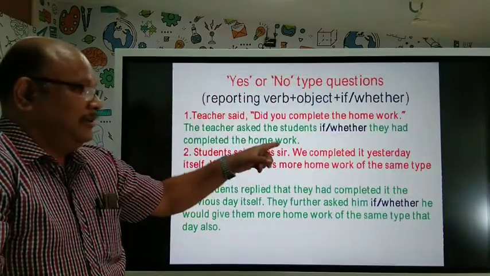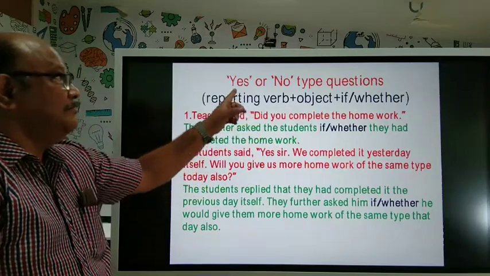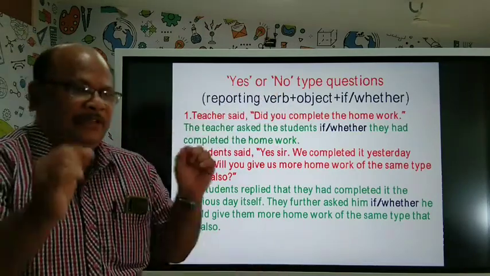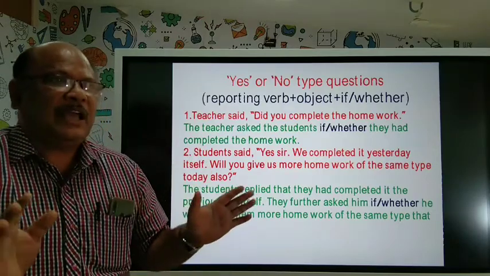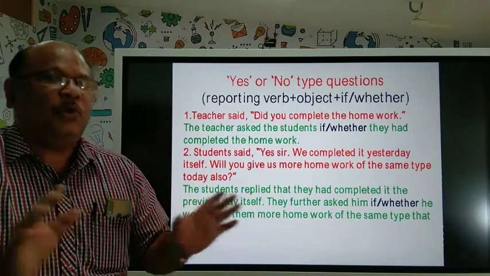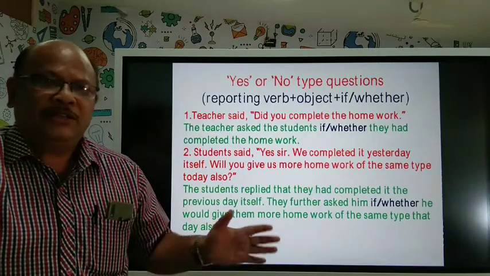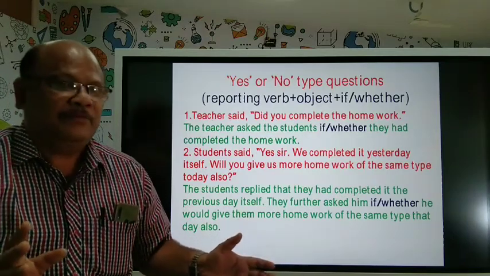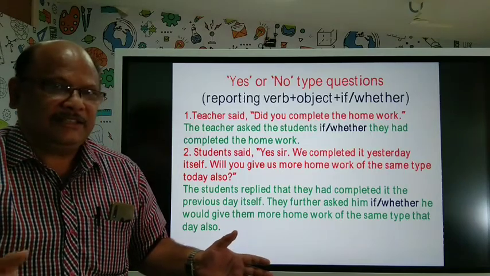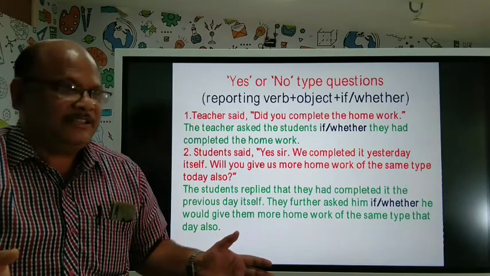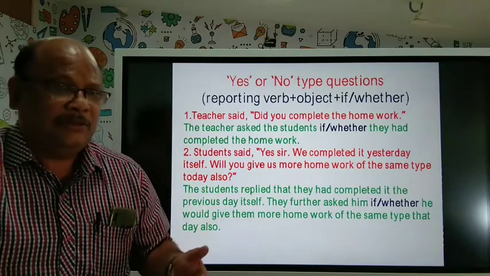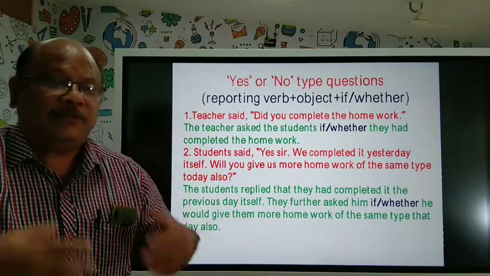Okay, let us go to the last part. This is also an interrogative sentence, but a yes or no type question. Now what is a yes or no type question? Those questions which can be answered with a yes or no are called yes or no type questions. If I ask you, what is your name? You can't say yes sir. That's the wrong answer. There you have to say your name. My name is Tom. My name is Harry.